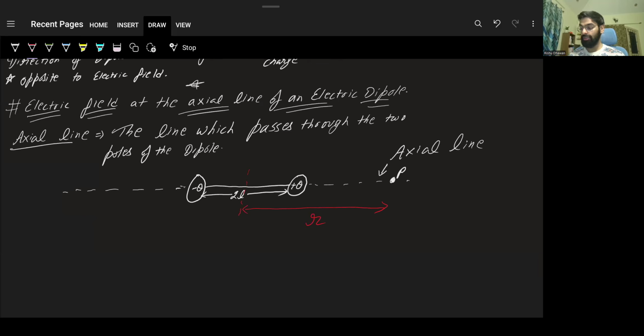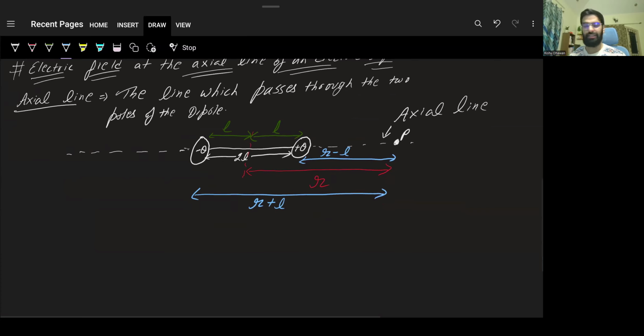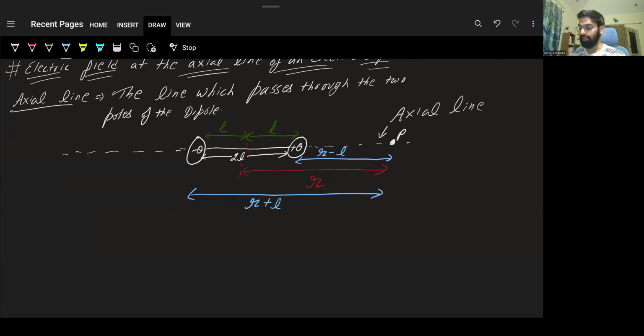Now, the positive charge is at what distance? Because I am taking it from the center, this distance will be L, and this distance will also be L. Both these distances are L. What is the distance from the plus Q to point P? It is R minus L. And what is the distance from the negative Q charge to point P? That is R plus L. It's simple mathematics.